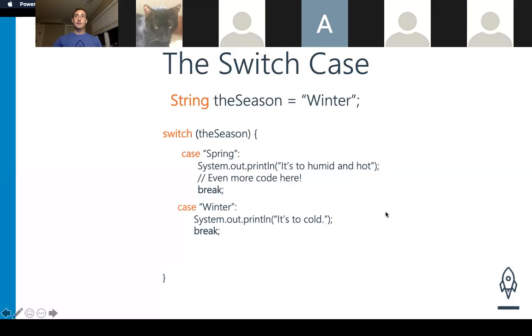And then we break. Then finally, if no matches are found, aka if our season is not spring or winter, we provide a default case, which we use the keyword default. That default basically is anything else that isn't found in those cases, just give it to me and I'll do what I want to do. So it's kind of like a none of the above option in the switch case. And then it does its code as much as it wants. And so this is the switch case.